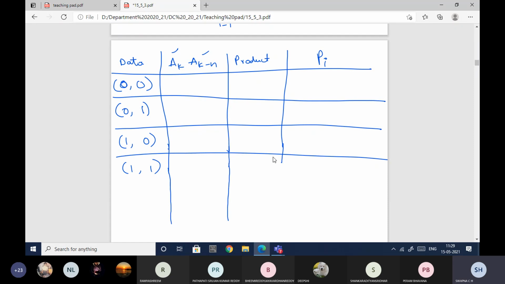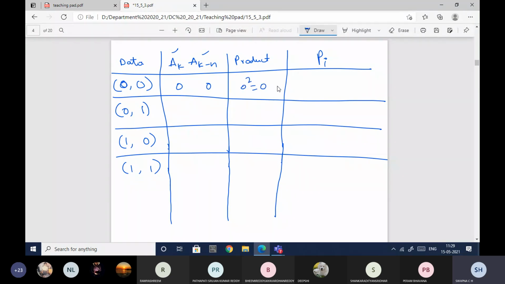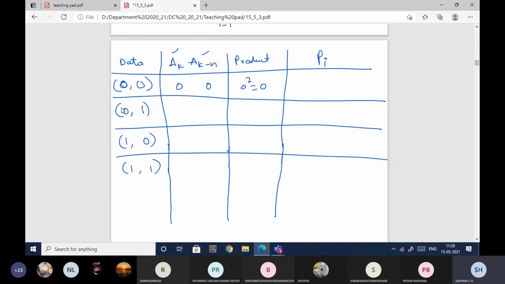Understand this. The first three cases are same as before. So this is 0, 0. No ambiguity here. Just 0 square, it will be equal to 0. I will get only 4 combinations: 0 0, 0 1, 1 0, 1 1. That's all the combinations I'll get. So the total probability here will be 1 by 4. Here it will be 1 by 4, here it will be 1 by 4, and here also it will be 1 by 4.